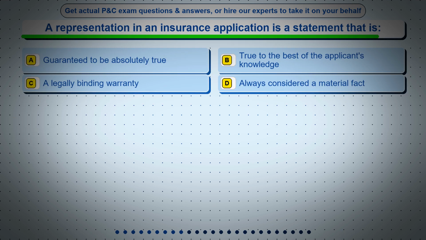Question 9. A representation in an insurance application is a statement that is: Option A, guaranteed to be absolutely true. Option B, true to the best of the applicant's knowledge. Option C, a legally binding warranty.